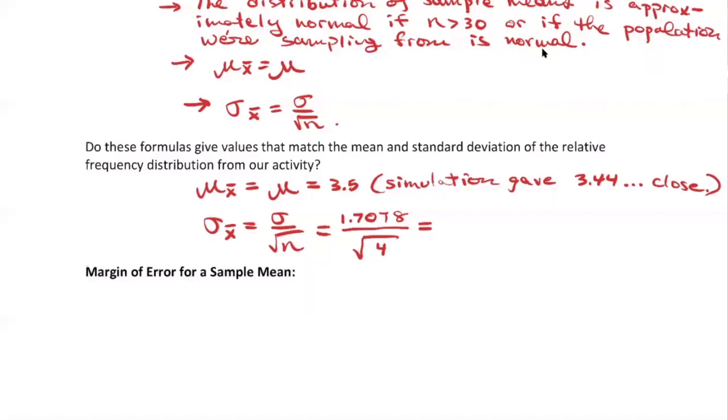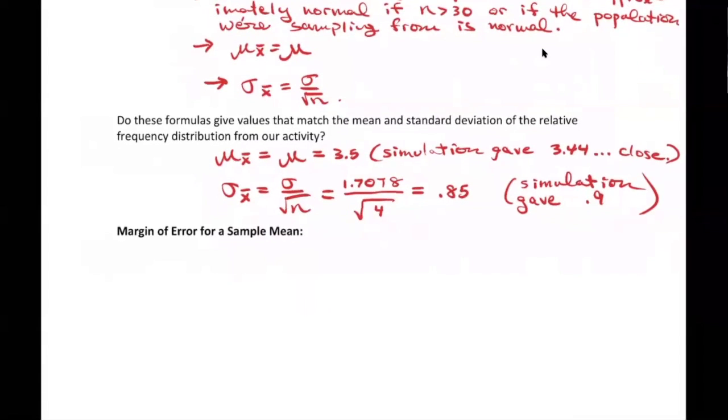1.7078 divided by 2 is going to be 0.85, which is approximately 0.9. The simulation would be 0.9. And it's under no obligation to follow theory, but it does. Okay? In the long run, the simulation will approach 0.9, and the mean will approach 3.5.